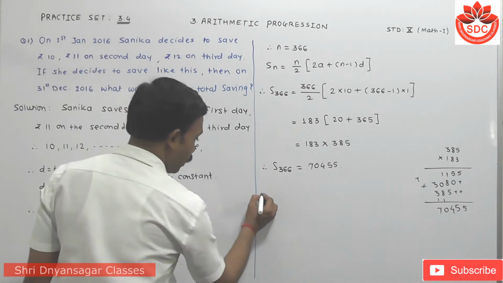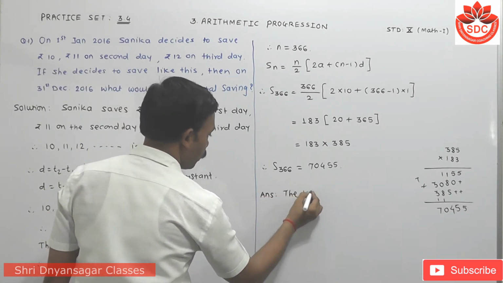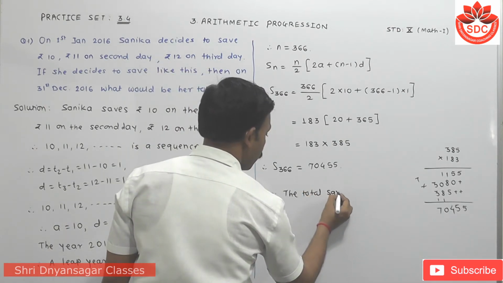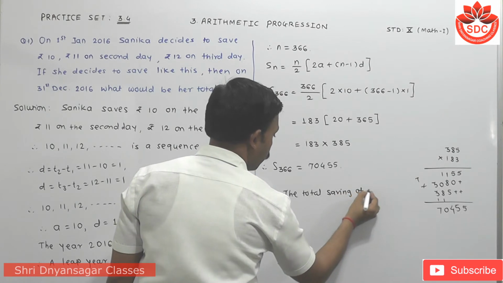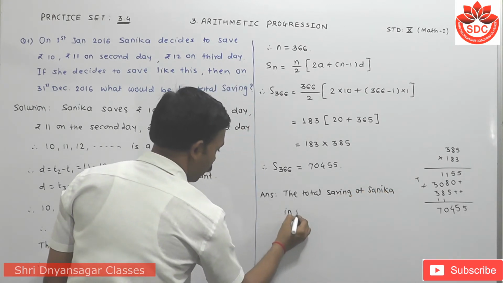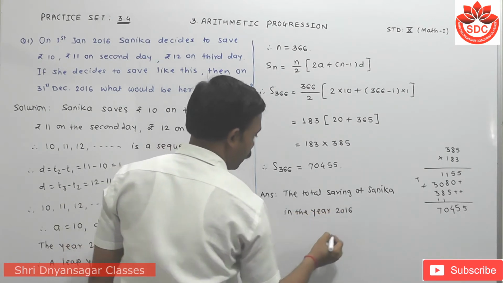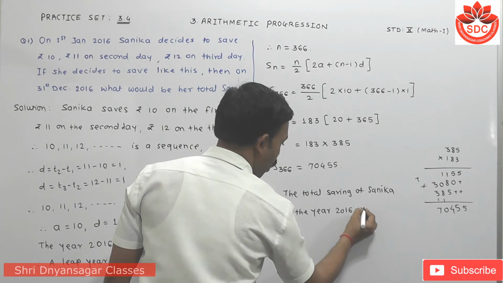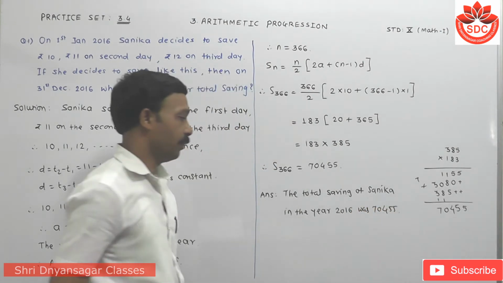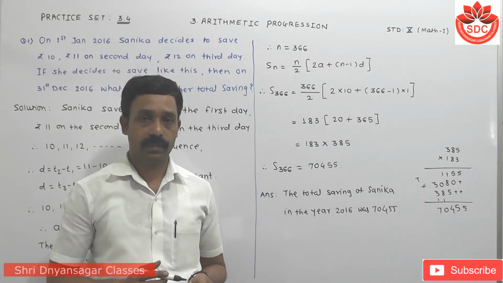Now, what will be her total saving? Therefore, answer: the total saving of Sanika in the year 2016 is 70,455 rupees. Can you understand this? We take the next question.